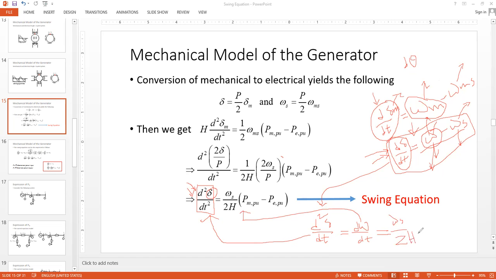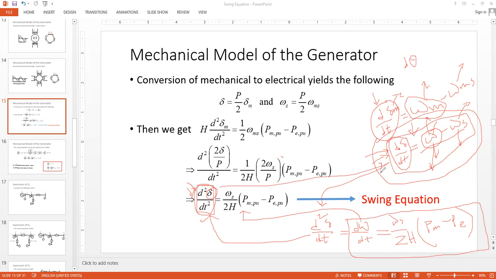Is it clear? So omega s over 2H multiplied by (Pm minus Pe), whole bracket. This is our second ODE. And this is our first ODE. So this is how we can transform this second order ODE into two first order ODEs using very simple calculation.